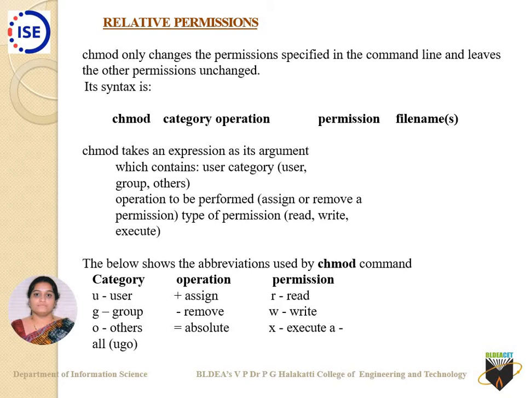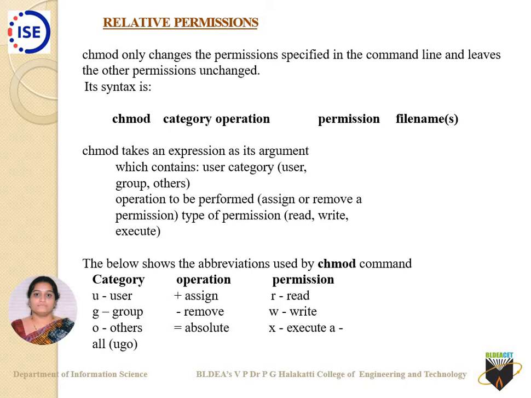Then let us come to permission. Permissions are only three, as I said just now: read, write and execute. R stands for read, W stands for write, X stands for execute. And A is nothing but all: R, W, X, all of them together.